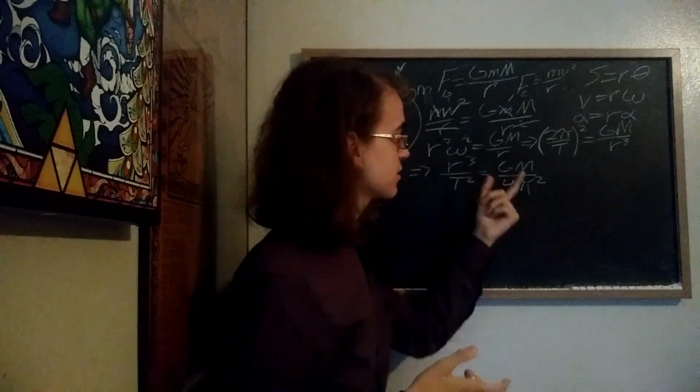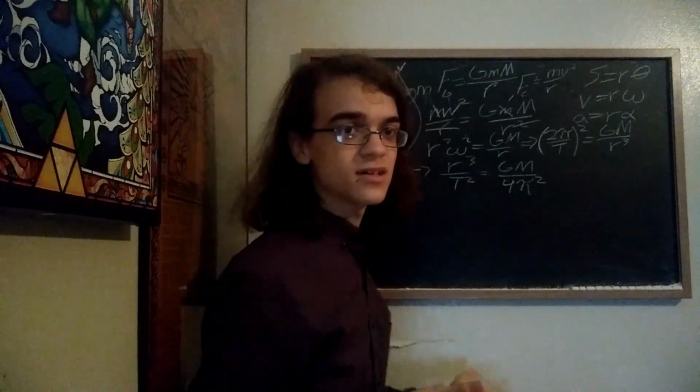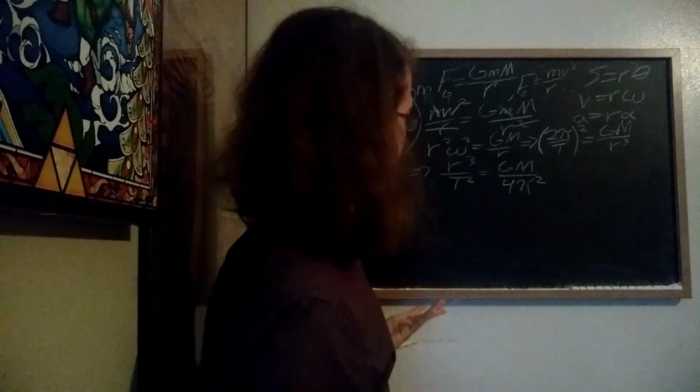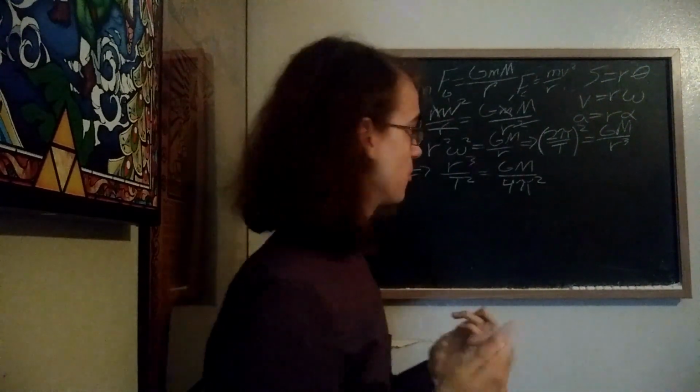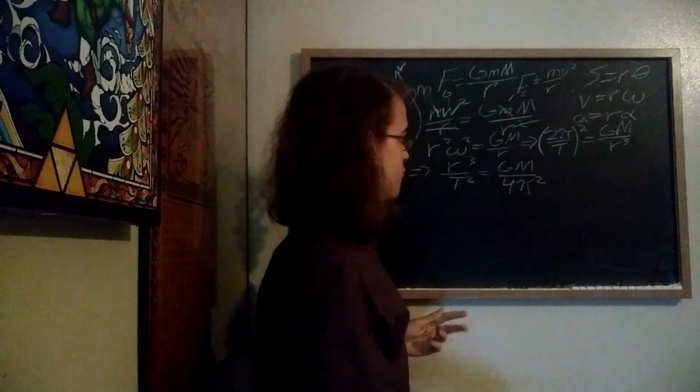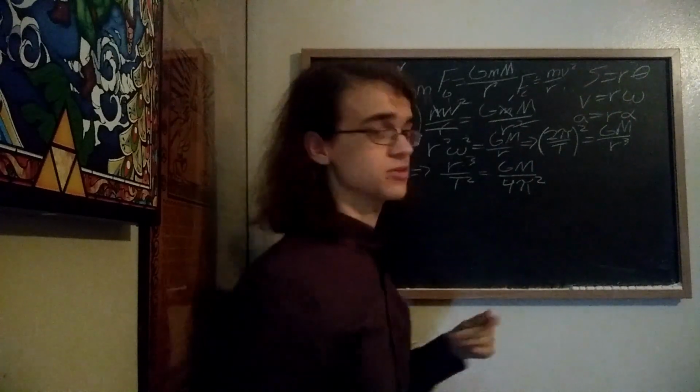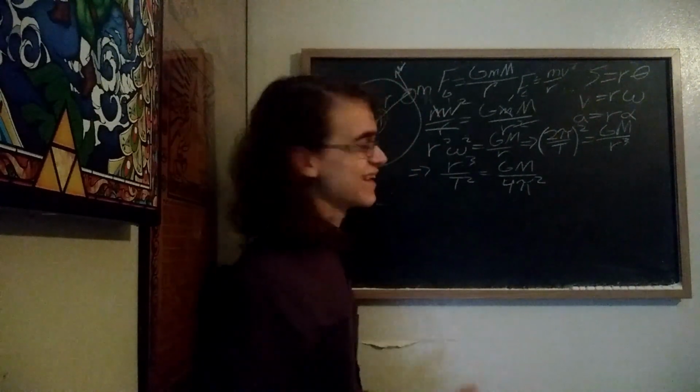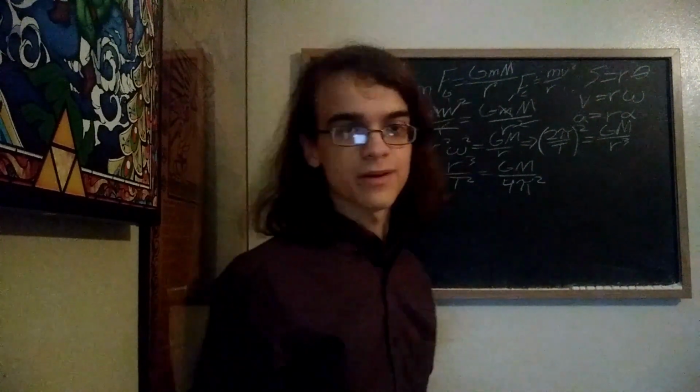Now, this is actually the exact proportionality constant between them. So if you knew the period of orbit, and you squared it, and then you multiplied it by this whole constant, and then took the cube root, you will get the exact radius of orbit.